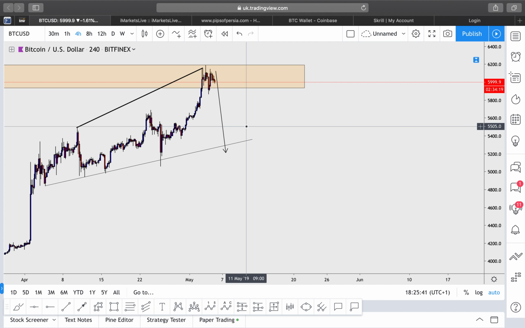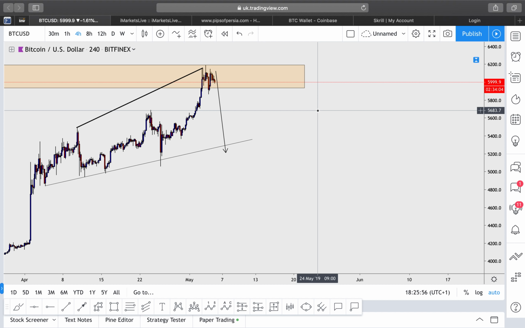However, as I mentioned, please only be trading this on a demo account. Trade at your own risk, basically. Bitcoin is very, very volatile. Make sure you have correct risk management for it. So it's just an idea for Bitcoin, just an educational idea for you guys.